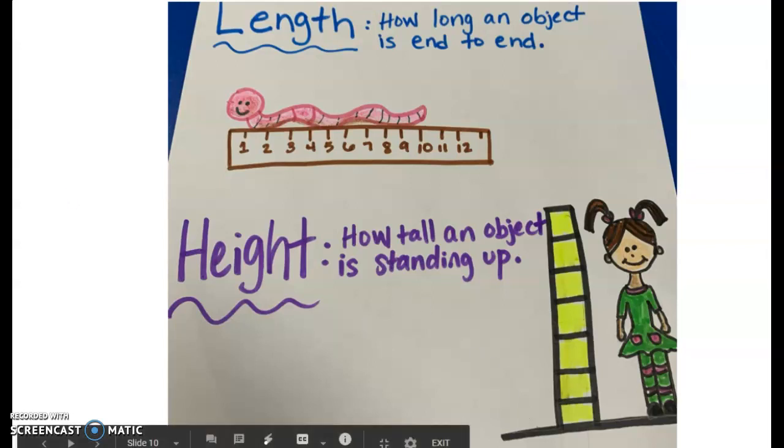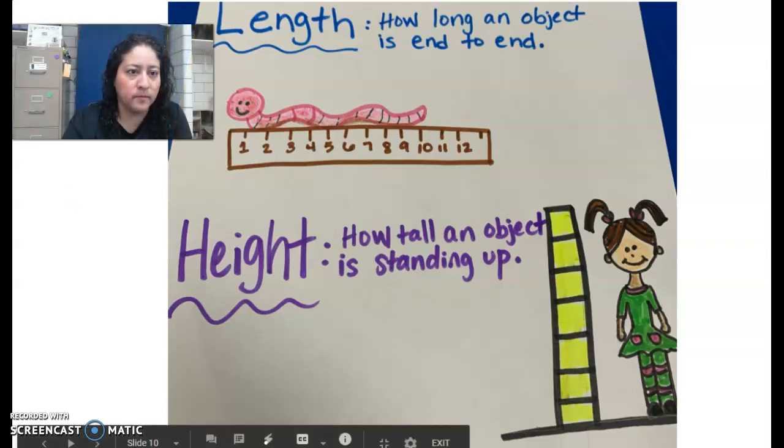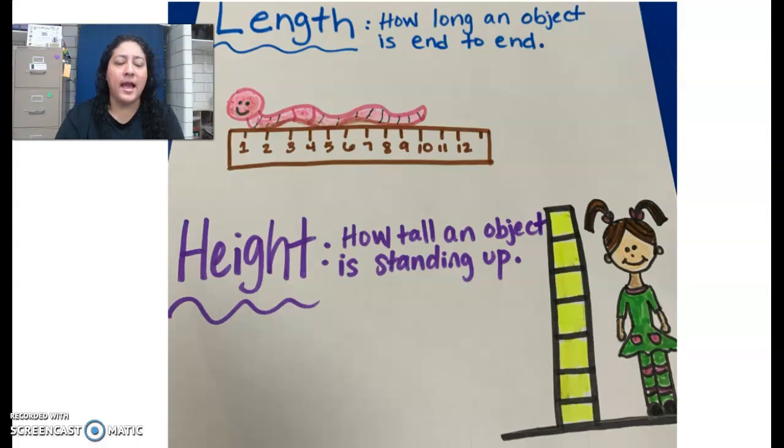So let me see if I can put my picture in here. For height, it's from the bottom to the top, and when something's very big, we call it tall. When it's standing up, it's tall. When it's little, standing up, we call it short. Okay, so tall and short.